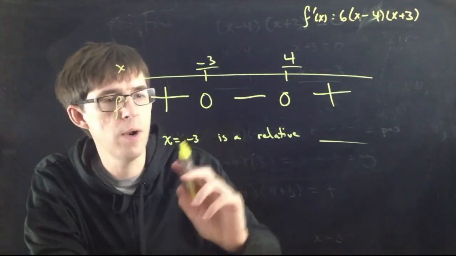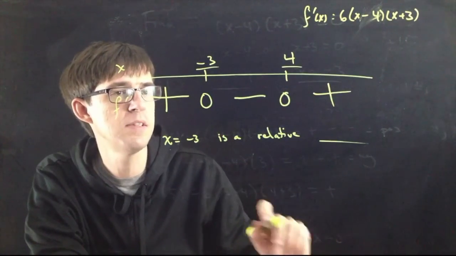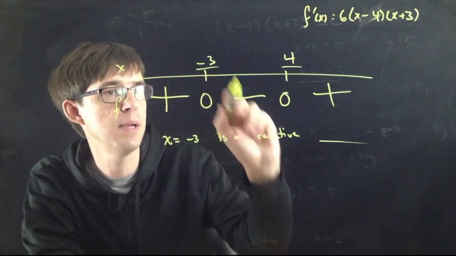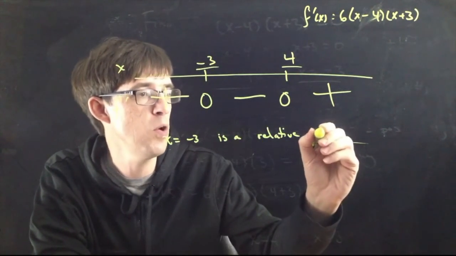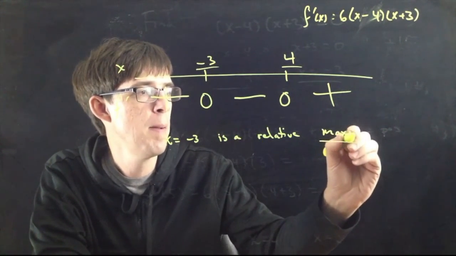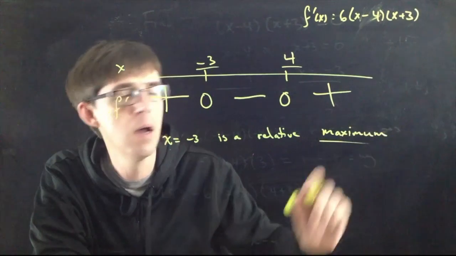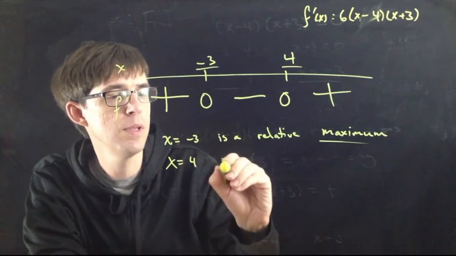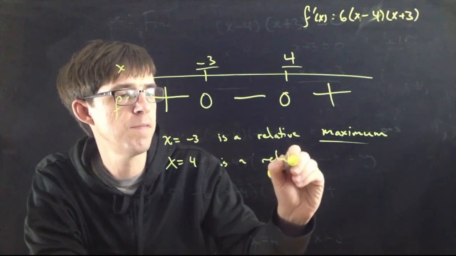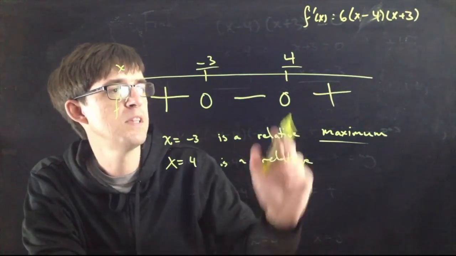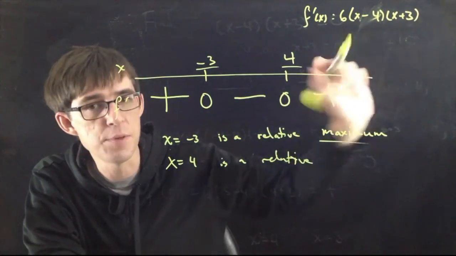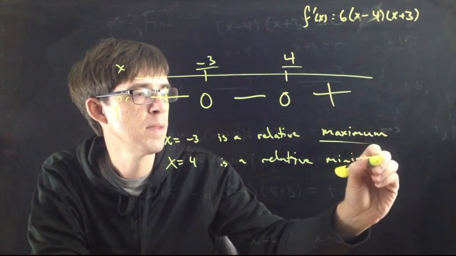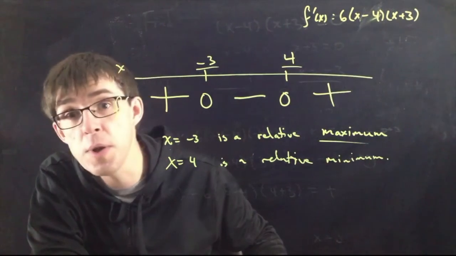That's what the first derivative test says. So what is it for this one? X equals -3 is a relative. You look here, it goes positive and then negative. That means it goes up and down. So -3 is at the top. So it is a relative maximum. All right. How about that one? X equals 4 is a relative. Look at the signs. This one goes down and then up, which means this is a minimum. All right, that's how we do it.